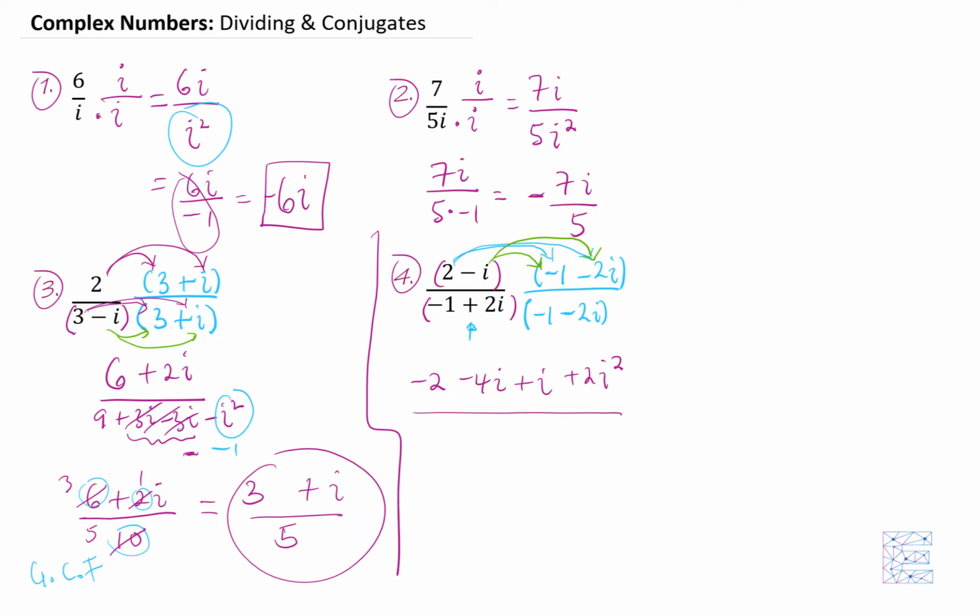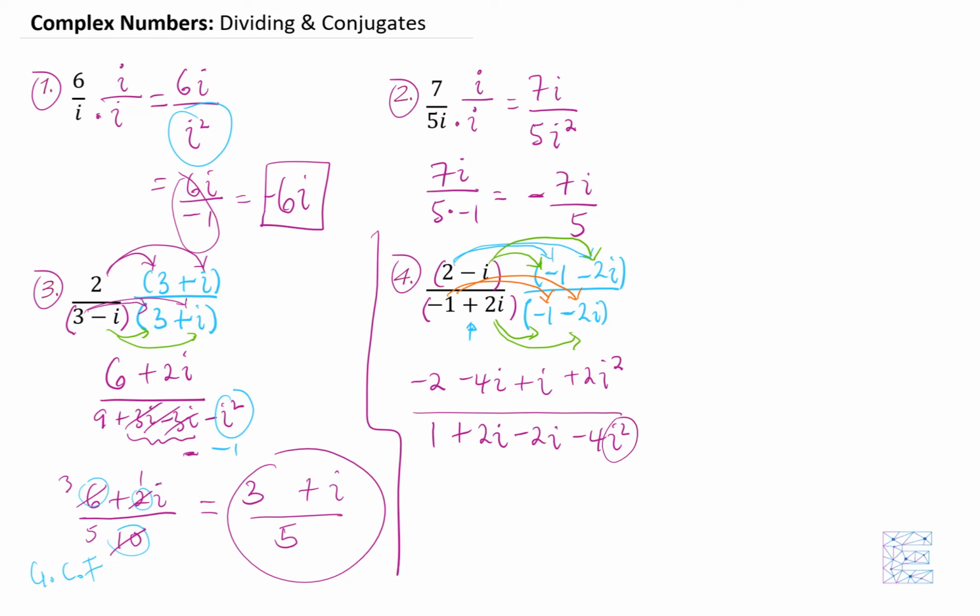So now let's go ahead and work out the denominator. All you're doing is a whole lot of foiling. For the denominator, we've got -1 times -1, and then we'll do -1 times -2i. -1 times -1 becomes a 1. -1 times -2i becomes a +2i. Next, we'll do the 2i times -1 and 2i times -2i. 2i times -1 becomes -2i. 2i times -2i becomes -4i squared.